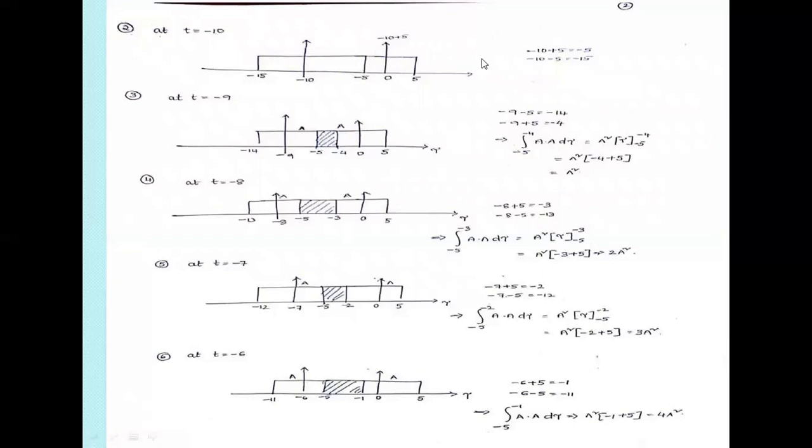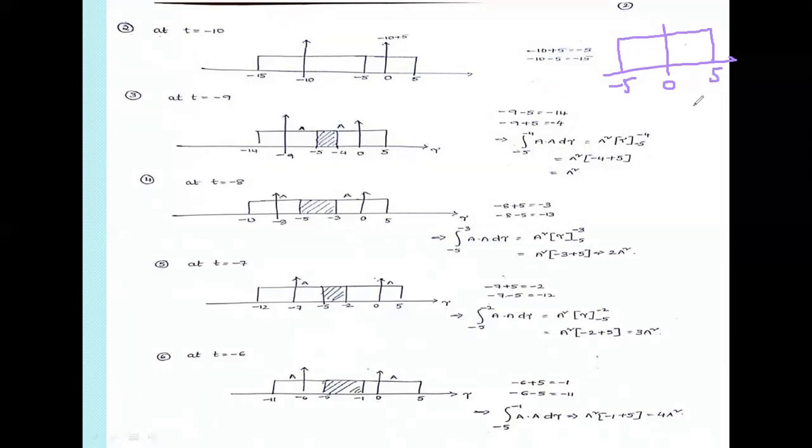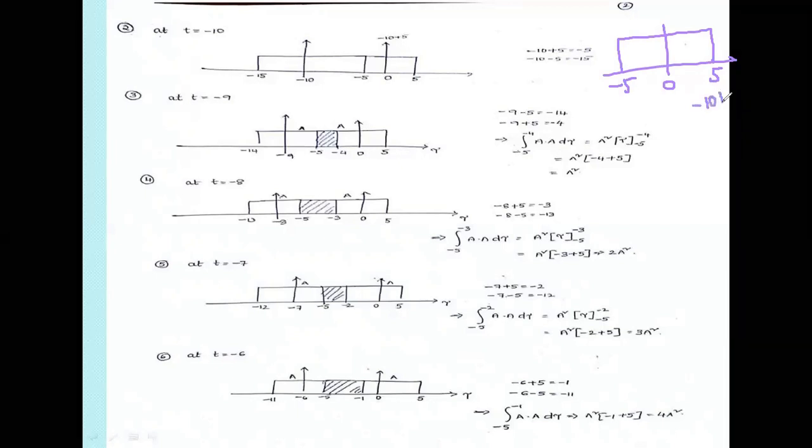Minus 10 plus 5 is the first value in the positive direction. We get minus 5 and minus 10 and minus 5. Replacing here the function: at t equal to minus 10, that means minus 10 plus 5 and minus 10 minus 5, which becomes minus 15 and minus 5.